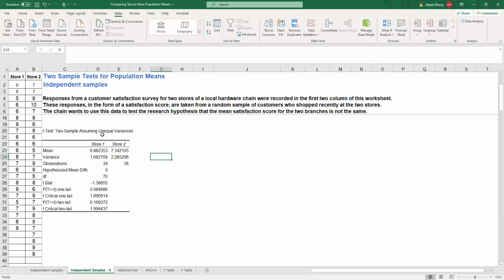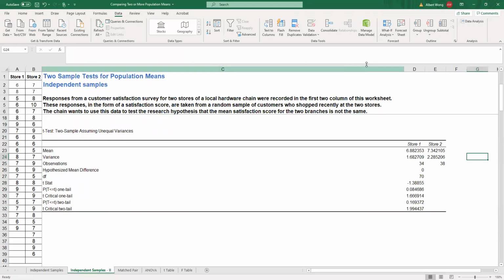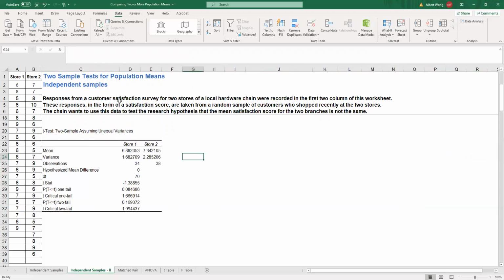What you have to do is go through the process of either the hypothesis testing, as we demonstrated, or the confidence interval process, as we demonstrated. So let me just walk you through the output.